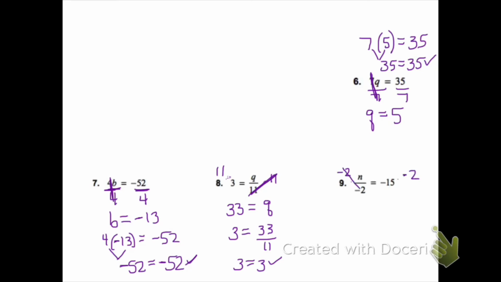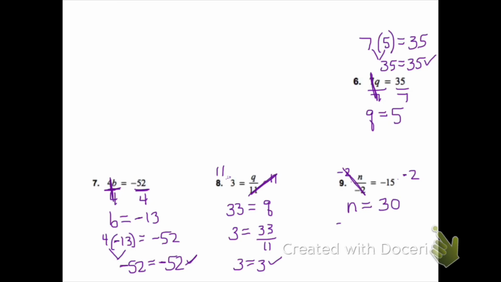Okay, negative 2 divided by negative 2 cancels out. We're left with n by itself. Negative 15 times negative 2. Integer rules tell us that if the signs are the same, we would end up with a positive result. So n should equal positive 30.